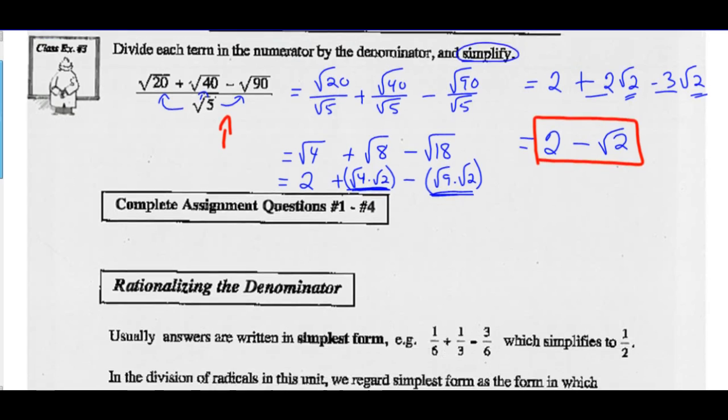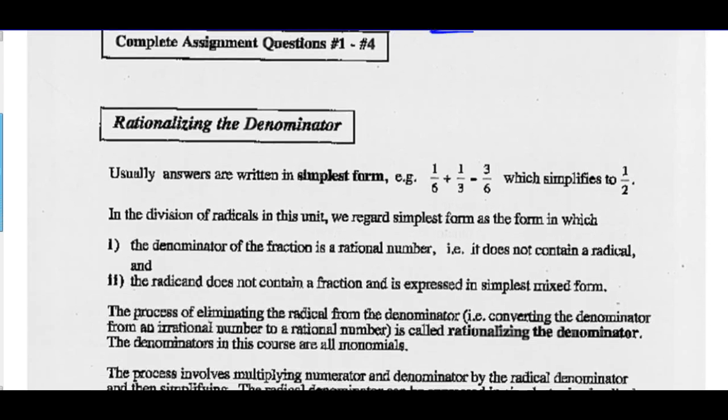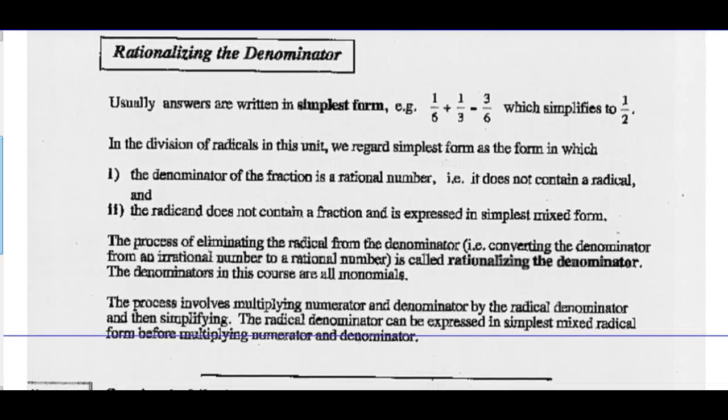Let's look at something called rationalizing the denominator. Usually answers are written in simplest form. For example, 1/6 plus 1/3 is the same as 2/6 plus 1/6, which will give us 3/6. And we wouldn't leave it as 3/6. We would write that as 1/2.